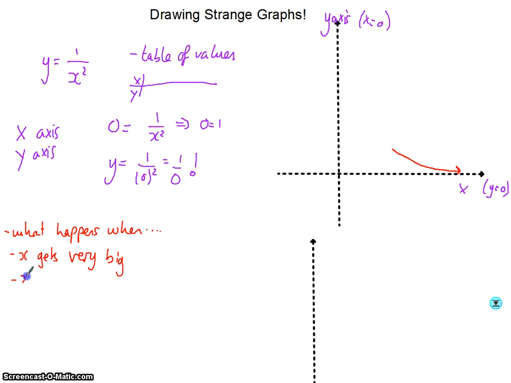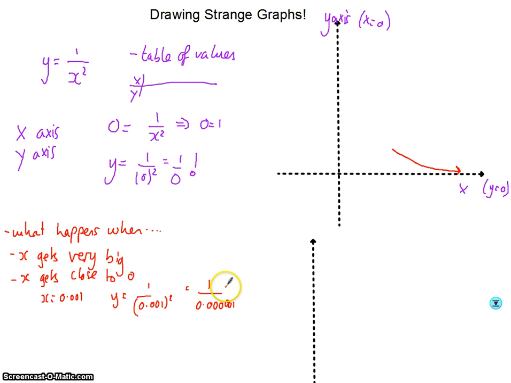What about when x gets close to 0? So as x gets close to 0, let's say we look at 0.001, for instance, x equals 0.001. Then y equals 1 over 0.001 squared, which equals 1 over 0.000001, which is, what's that, 1,000,000?